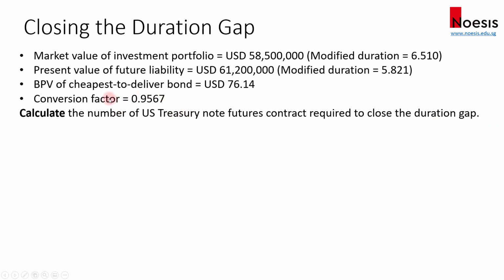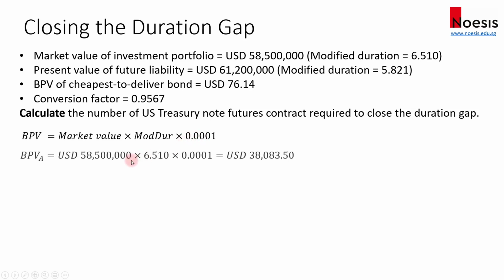We will first start by calculating the BPV of the investment portfolio and the future liability. The formula is to take the market value or the present value, multiply by the modified duration, and then multiply by 0.0001, which is 1 basis point. An alternative is to divide by 10,000.